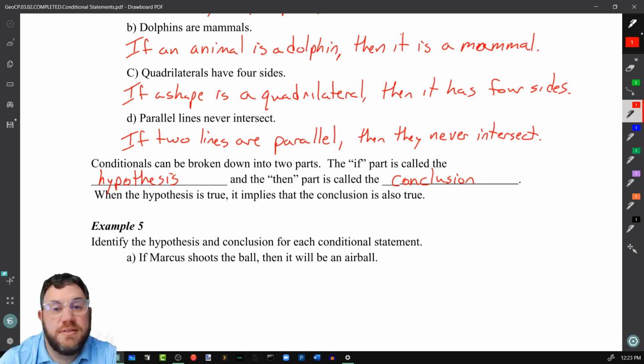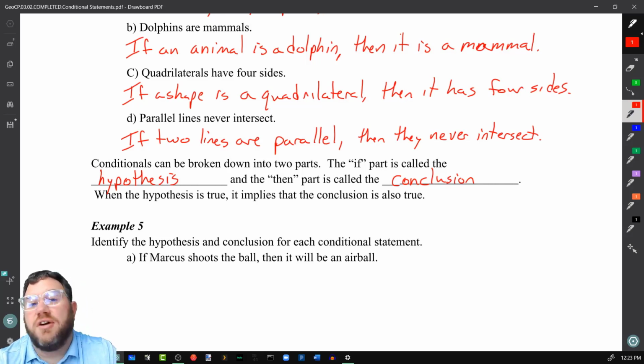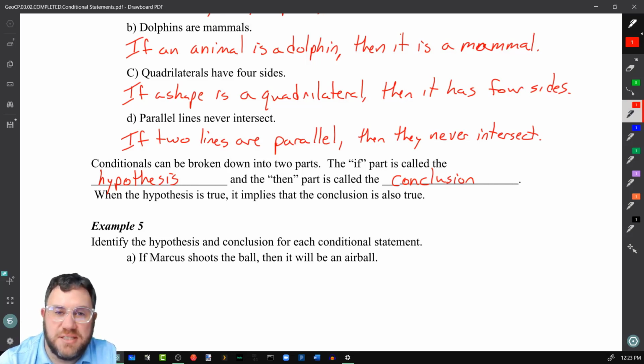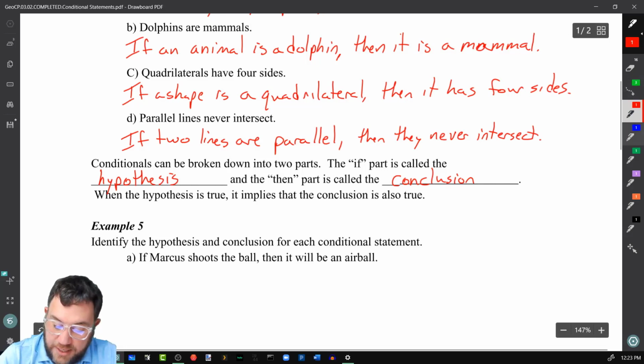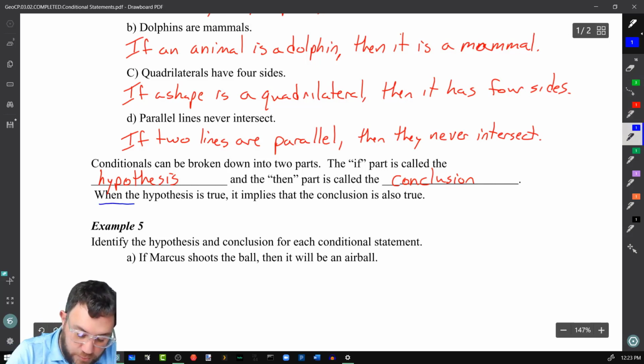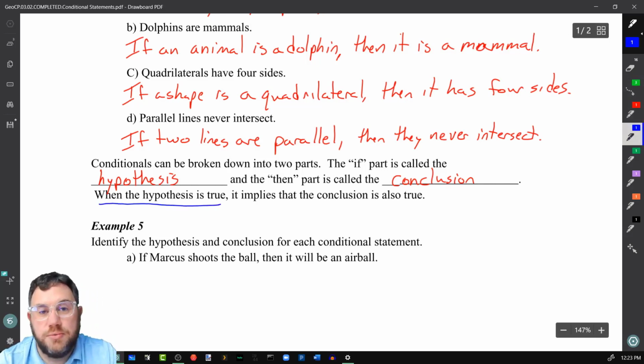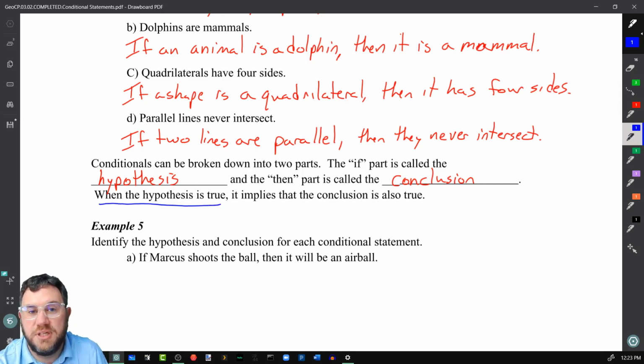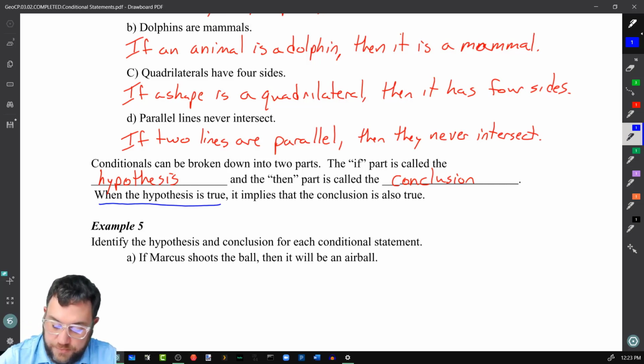Now this is very important. The if and the then are not parts of the hypothesis and conclusion. What comes after the if is the hypothesis. What comes after the then is the conclusion. And what these are used for is when the hypothesis is true, if we know the first part is true, it implies that the second part, the conclusion, will also be true.